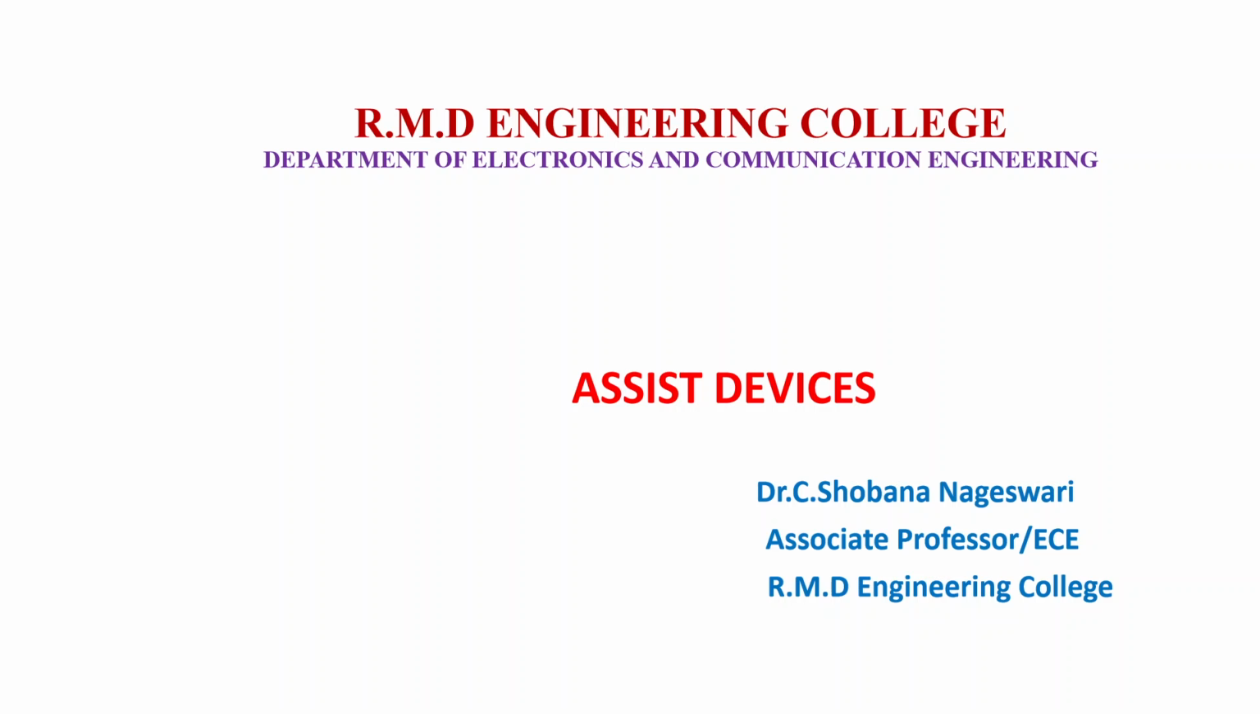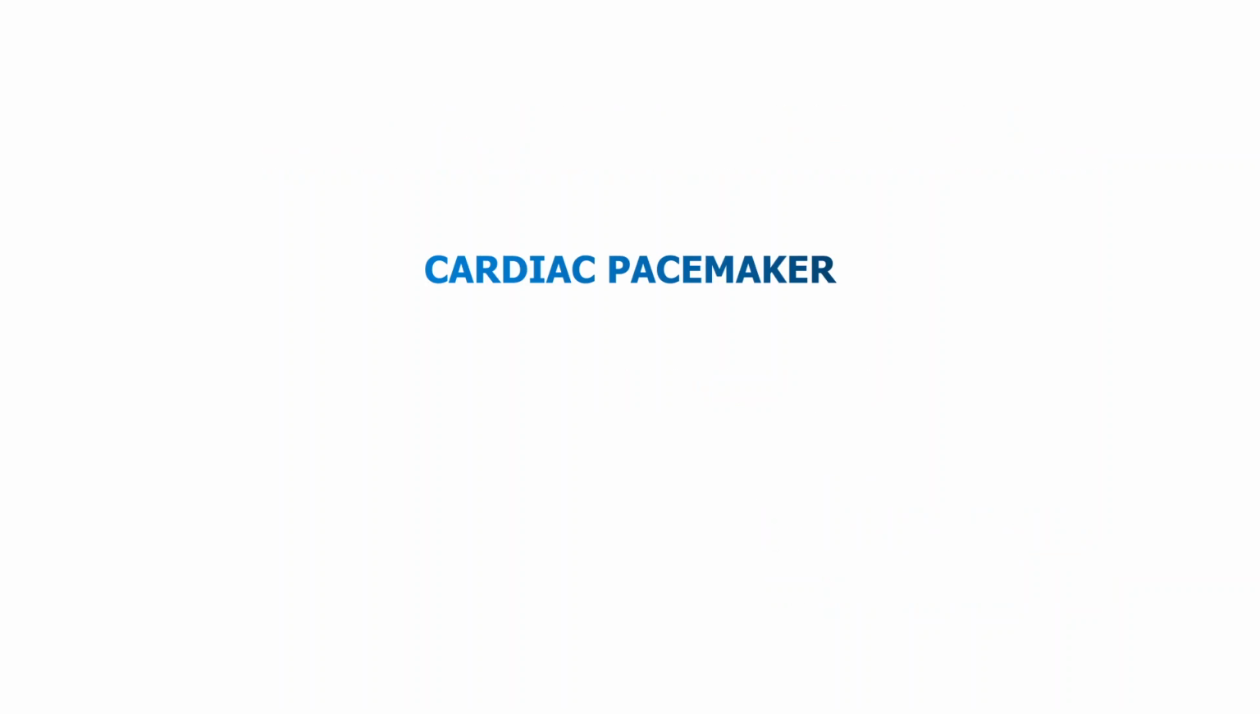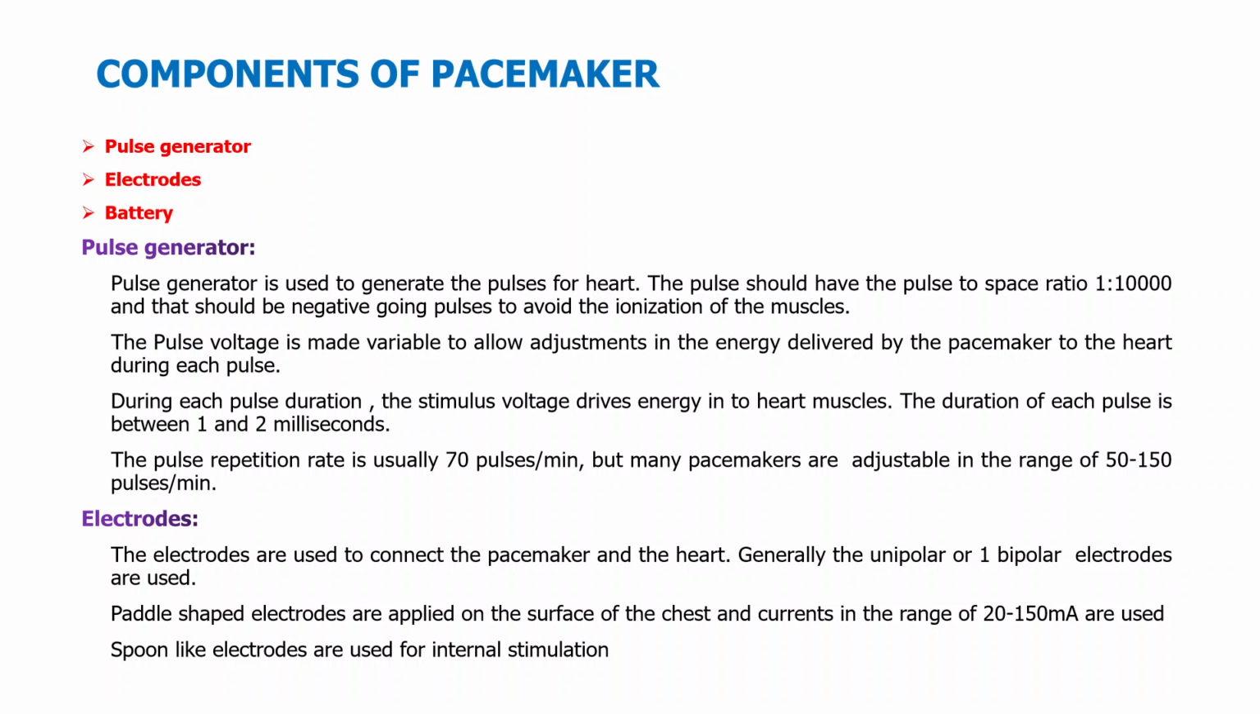Good morning. We are going to discuss assist devices. Under assist devices, we are going to see the components of the cardiac pacemakers. Mainly, we have three components: the pulse generator, electrodes, and battery. A pulse generator is used to generate the pulses for the heart.